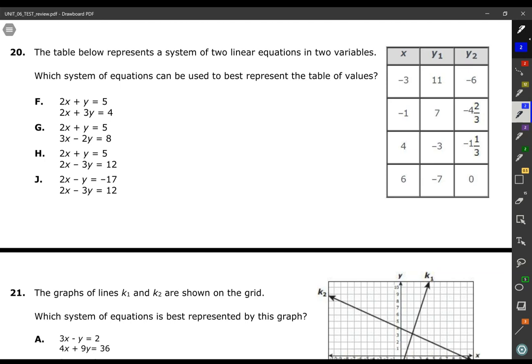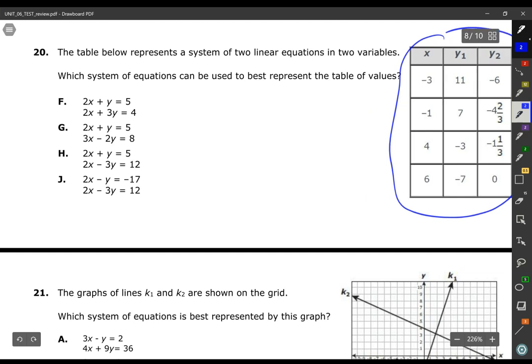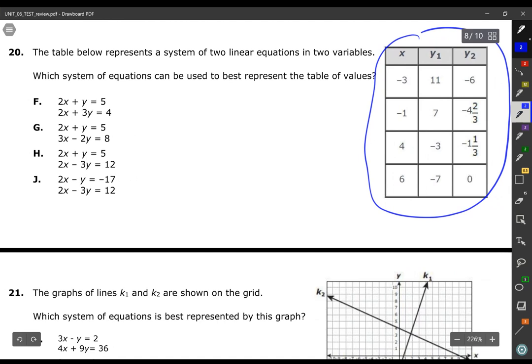So on this problem right here, we've got a table over here, okay? And we've got equations over here. All of my equations over here are in standard form, so it doesn't allow me to graph them on my calculator. However, I can rearrange them all so that I can graph them on the calculator.